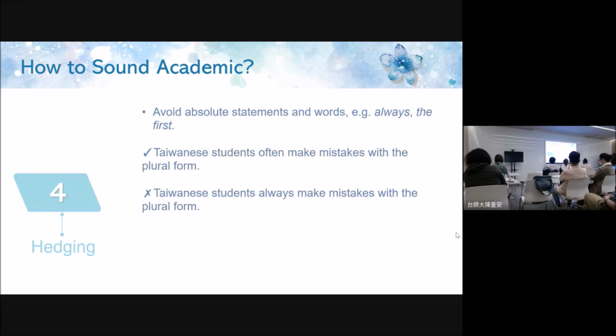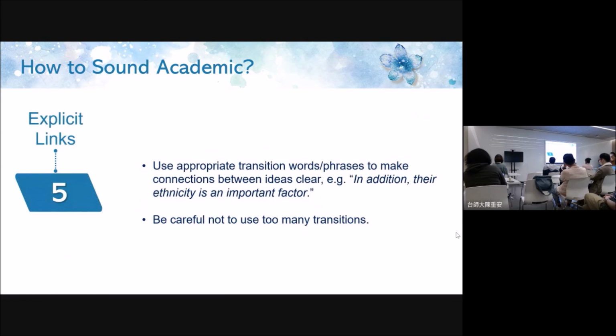The last one is about explicit links. We want connections, so use transition words to make connections clear. For example, in addition. These are very common in general writing, but you also need them in academic writing. But please remember, you don't have to always have transition words or transition signals in every sentence. Sometimes you will use too many transitions, and that sounds not very fluent in the writing.